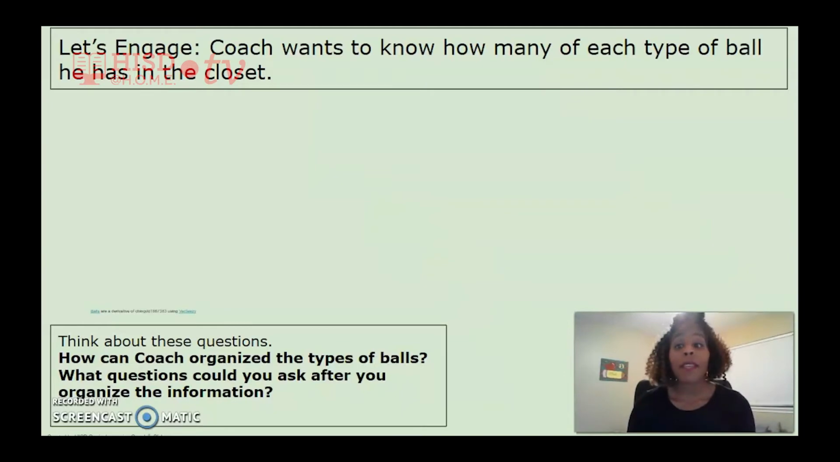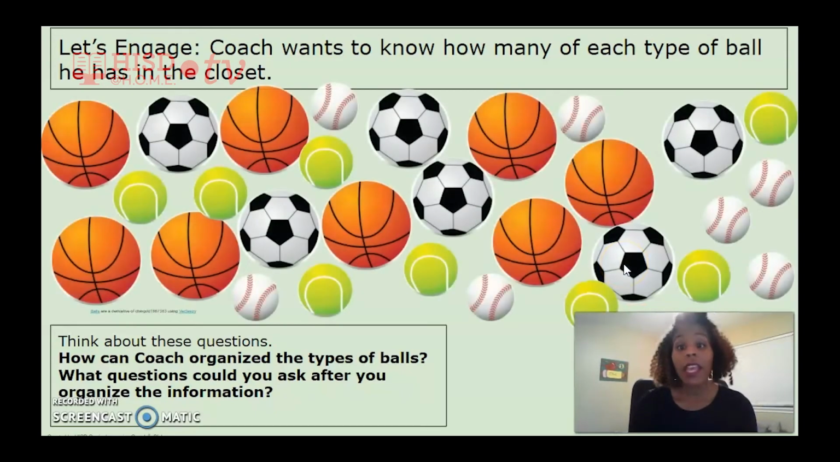Now, we're going to begin with an engage. Our engage for today is our scenarios. We have a coach who wants to know how many of each type of balls he has in his closet. Here are the balls in his closet. What kind of balls do you notice? I'll give you about 30 seconds.